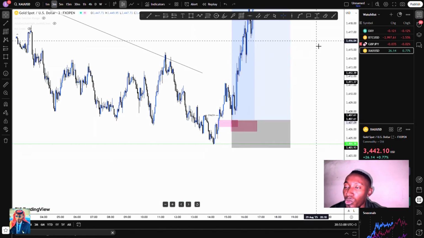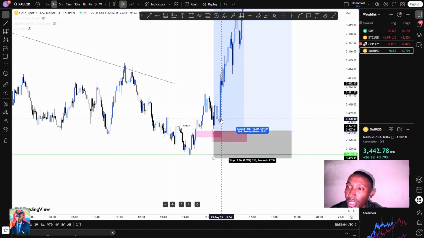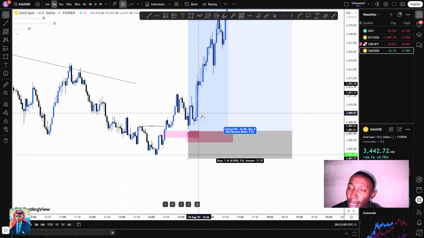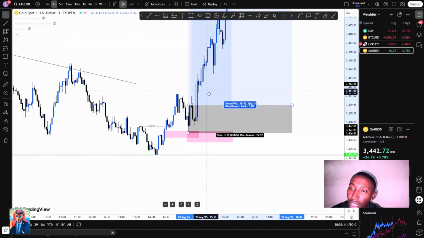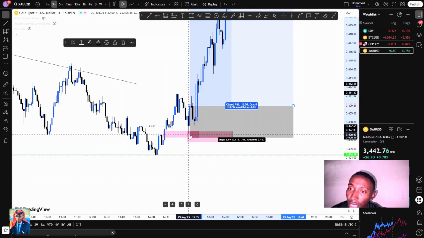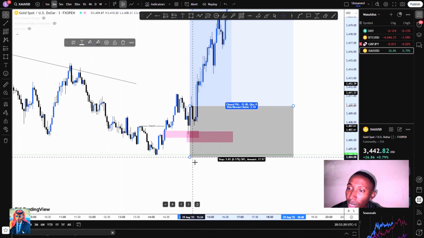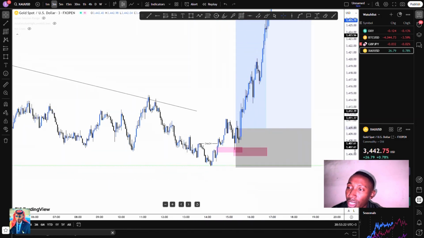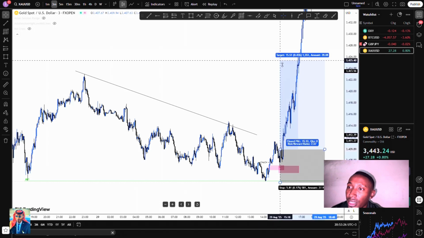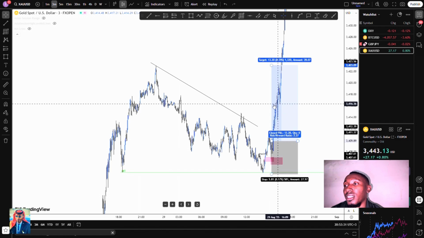Some people who would not enter from here, for more confirmation, price came and gave us a bullish engulfing candlestick after tapping into a fair value gap. Someone could have entered from this bullish engulfing candle, with the stop loss just below this low, or to be safer, below our zone, targeting this high. So this could have been a very good setup.